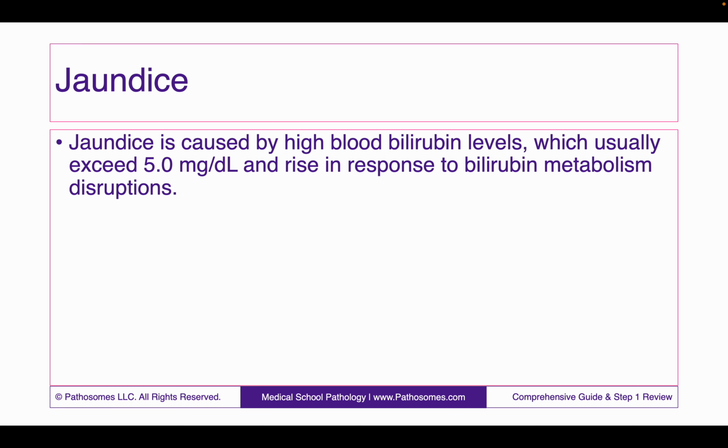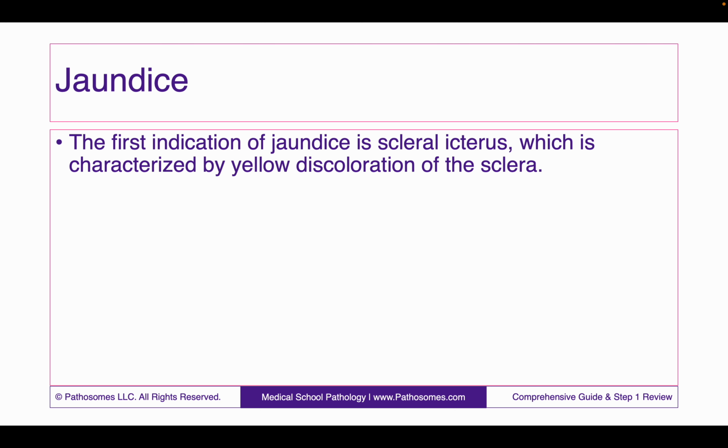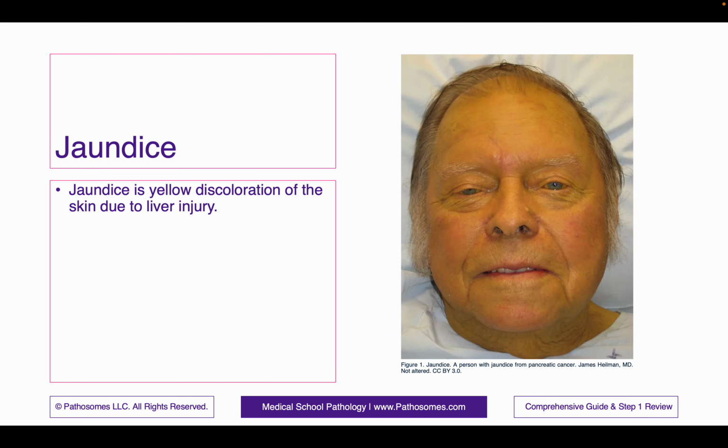Jaundice is caused by high blood bilirubin levels, which usually exceed 5 milligrams per deciliter and rise in response to bilirubin metabolism disruptions. The first indication of jaundice is scleral icterus, which is characterized by the yellow discoloration of the sclera. Never forget that, because it will show up like this. But this is not an initial presentation. This is actual full-on becoming discolored, looking yellow, right? Jaundice is the yellow discoloration of the skin due to liver injury.